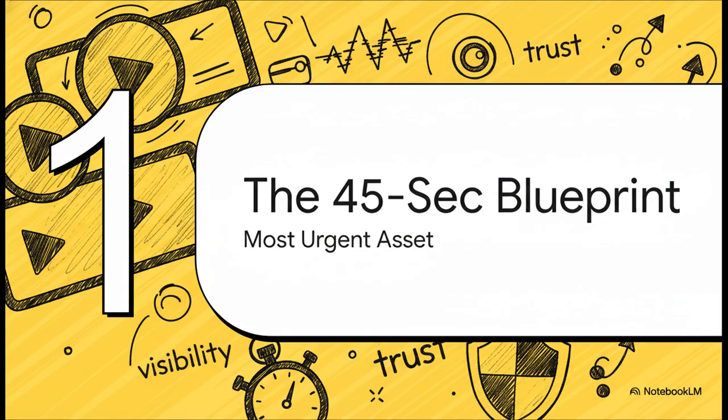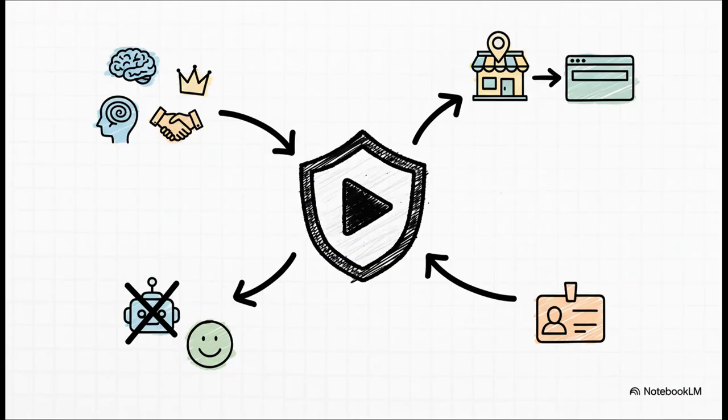The core solution here is a super short, simple 45-second video. This is being called the most urgent asset you can create right now, and for good reason. It directly solves that trust and visibility problem with real, authentic media. So, why is this tiny video such a powerhouse? Well, because it does all of this at once.